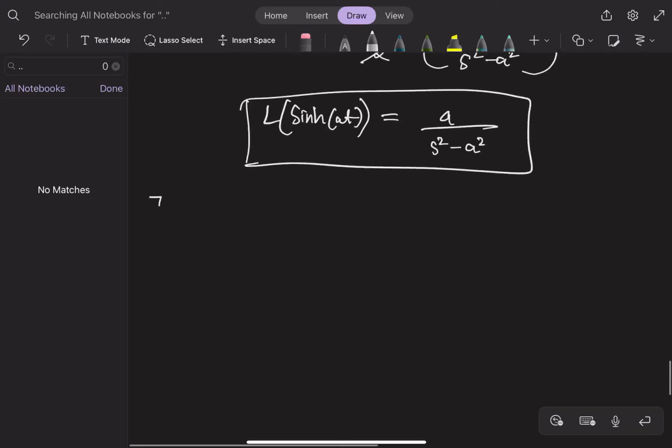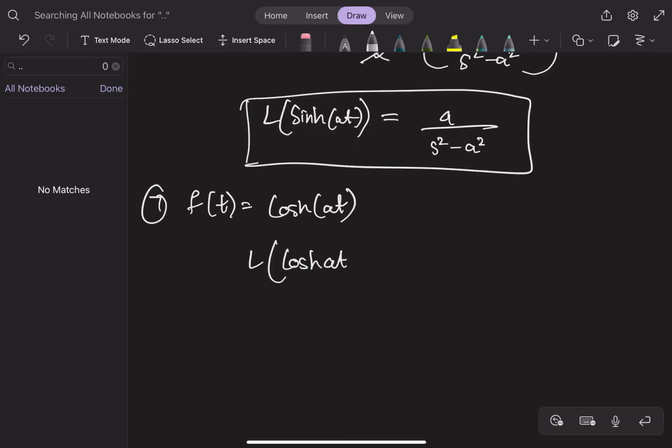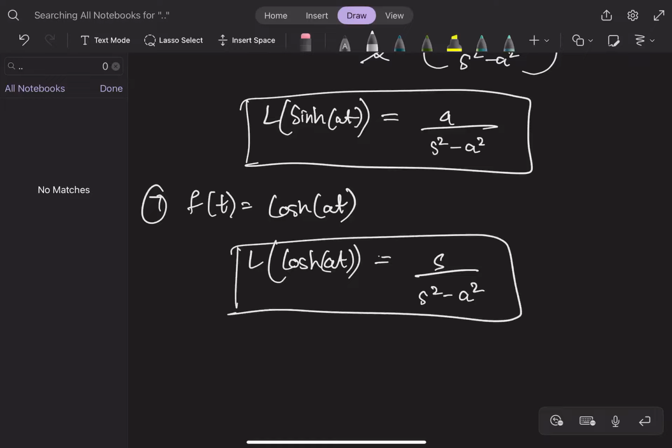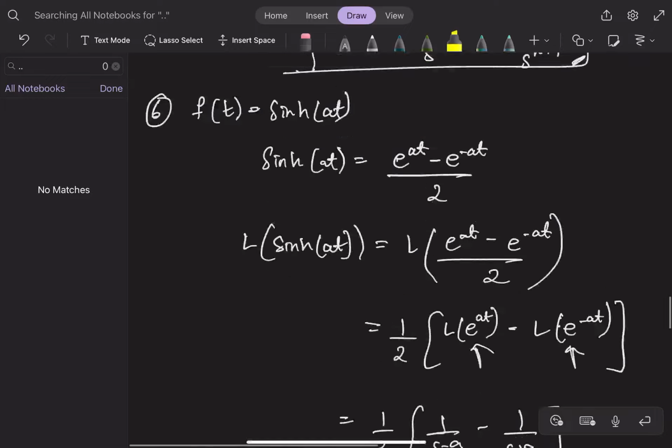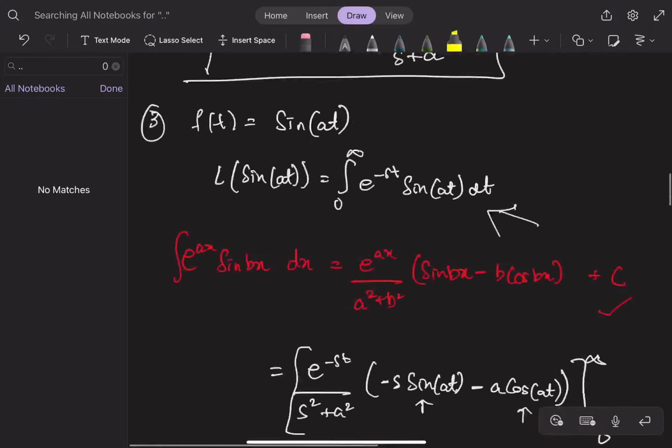Now your last function is f(t) equals cosh(at). I'm writing the formula directly. If you want, you guys can check it by doing the integration. This will come out to be s divided by s square minus a square. So remember, guys, all you need to remember right now is the final answer.